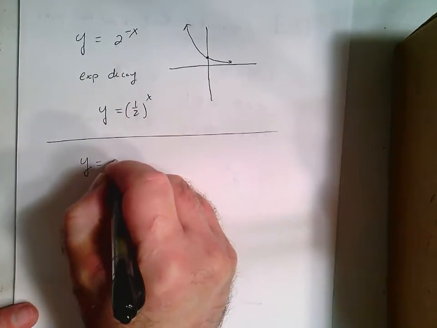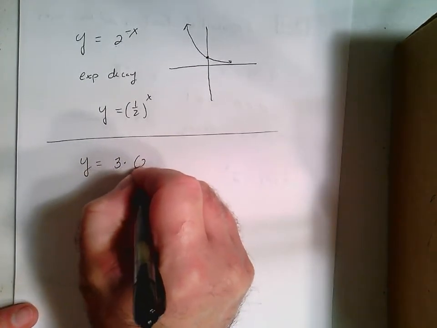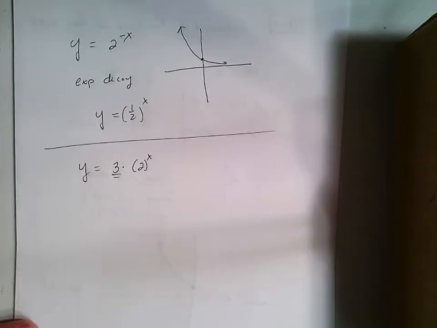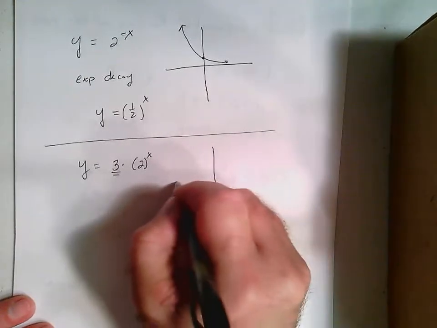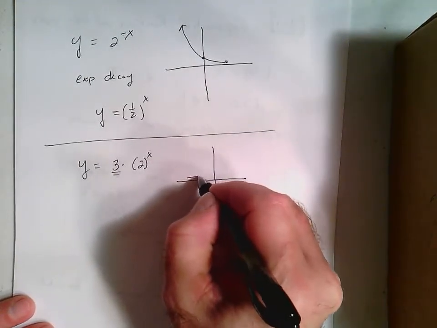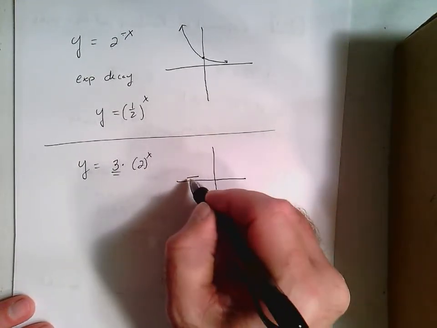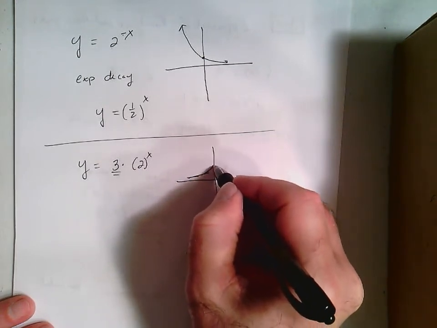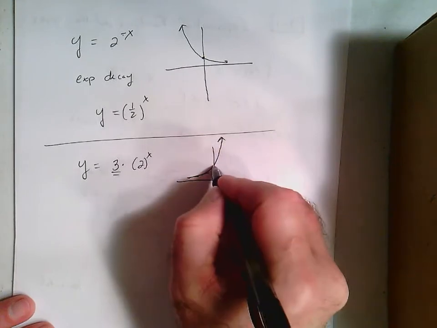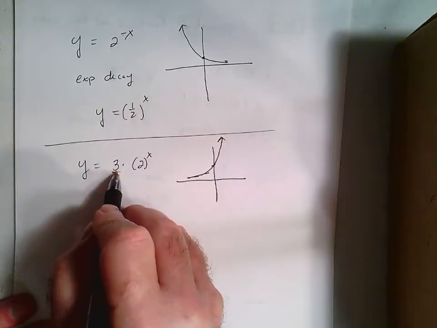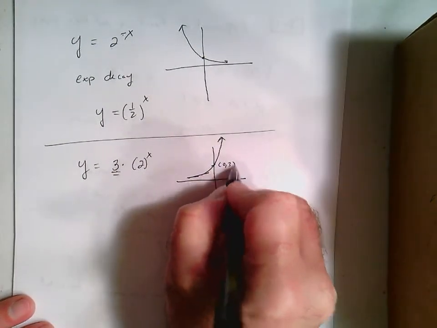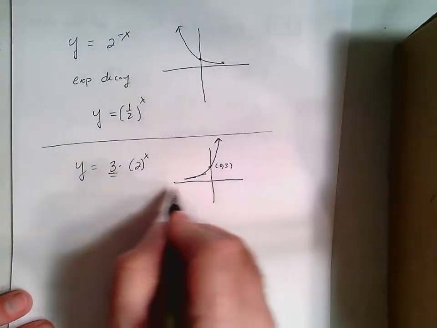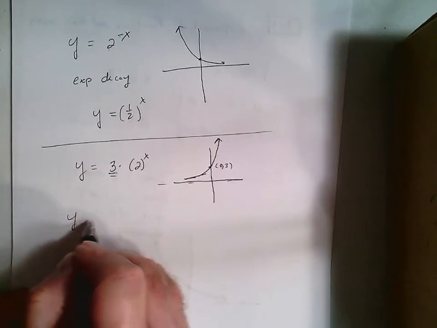If we put a number out front of my 2 to the x, we're going to get a vertical stretch. So it's going to just make it go, because we're tripling everything after we do our 2 to the x, this thing's going to hit 3 and go up a little faster. Because normally it'd be 1, but now because of this, it's going to go through 0, 3. So the vertical stretch.